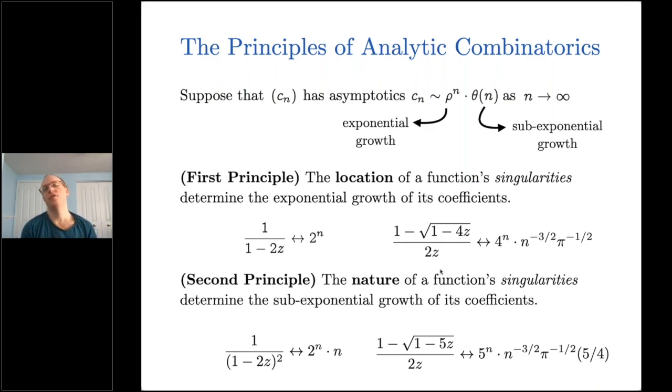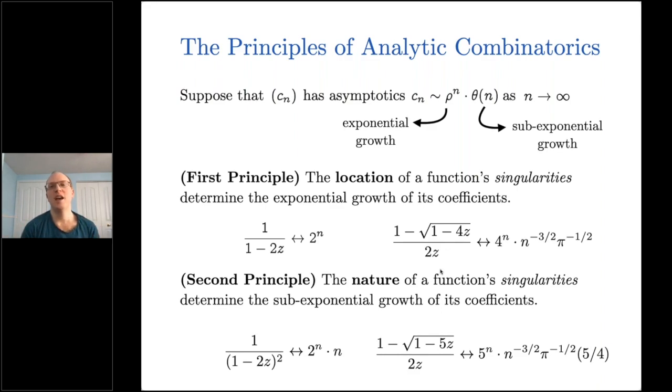And so your exponential growth is still the same because the location is still z equals a half. But instead of just being 2 to the n, now it turns out that asymptotically you get 2 to the n times n. So by having an extra power in the denominator, you're changing from a constant to a polynomial, just n. And similarly, if you keep a square root singularity, but you move from z equals a quarter to z equals a fifth, then your exponential growth will change from 4 to the n to 5 to the n. The constant in front will change, but you'll still just get an n to the minus 3 over 2 power there.